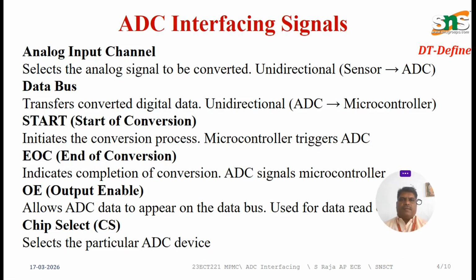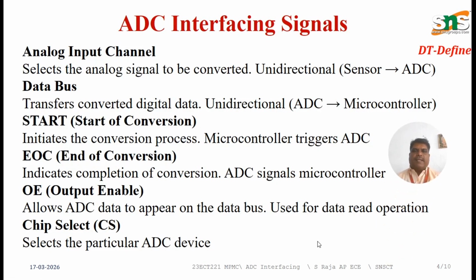Next, how are these various signals carried out by the ADC? First, the analog input channel selects the analog signal to convert; it is unidirectional and comes from the sensor. The data bus transfers converted digital data; it is also unidirectional, from ADC to microcontroller. Next, START, the start conversion signal, initiates the conversion process from analog to digital. The microcontroller triggers the analog to digital converter.